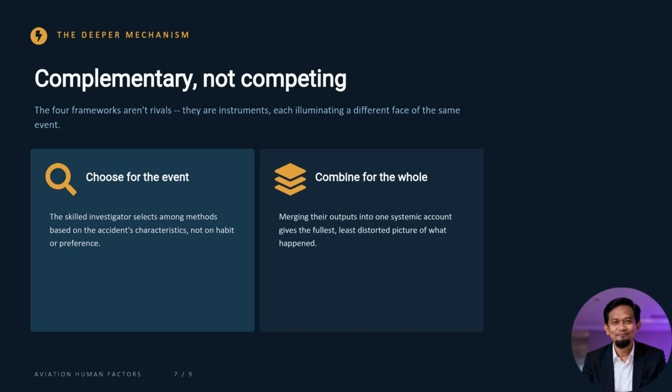Two disciplines follow. First, choose for the event. A contained single organization occurrence may need nothing more than HFACS. A deeply systemic accident like AF447 demands the systemic lenses. Habit and preference are not selection criteria. Second, combine for the whole. Merging the outputs into one integrated systemic account produces the fullest and least distorted picture. And, crucially, recommendations that address every level at which the accident was produced.